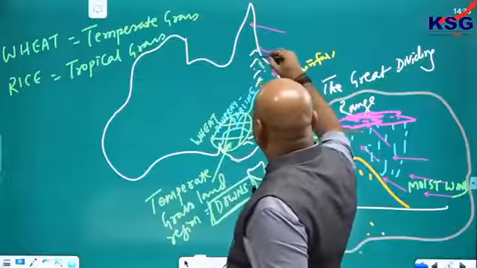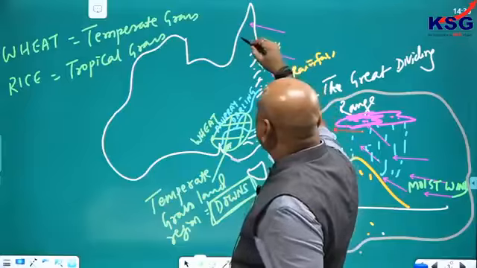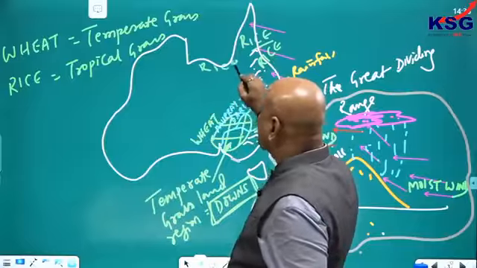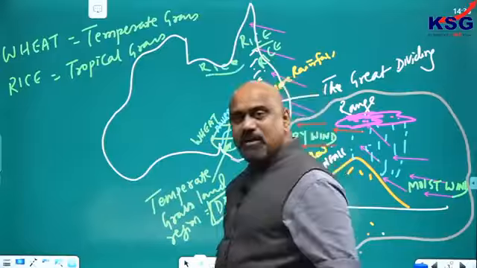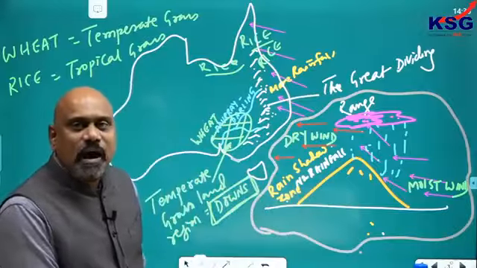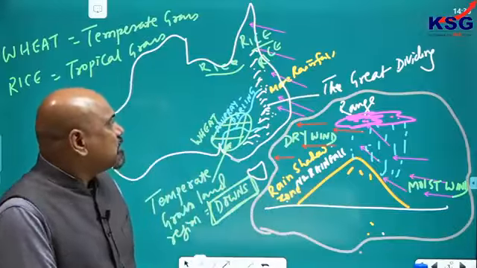And this region here is known for rice cultivation. You know why? Rice is a tropical grass, and it will be grown in these regions because rainfall is more and temperature is high. High temperature and more rainfall, so rice cultivation is more there.